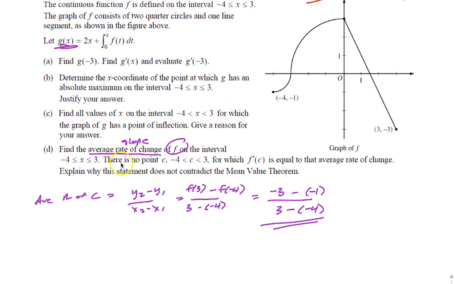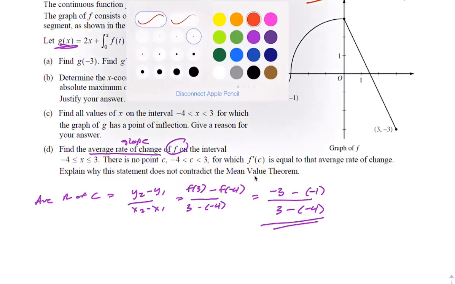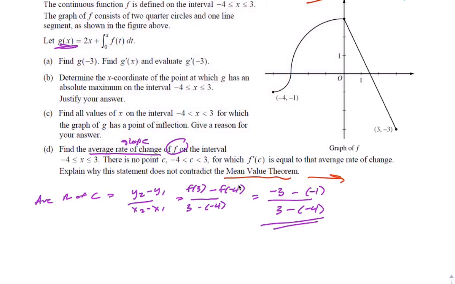Now let's talk about the second part. There is no point C, where C is between -4 and 3, for which f prime of C is equal to that average rate of change. It's only the statement does not contradict the mean value theorem. So you have to think back, what does the mean value theorem say? Mean value theorem says that if a function is continuous and differentiable, and if you have an interval here from a to b, I would say on a to b, there must be a derivative that equals the slope of the endpoints. That's the mean value theorem.